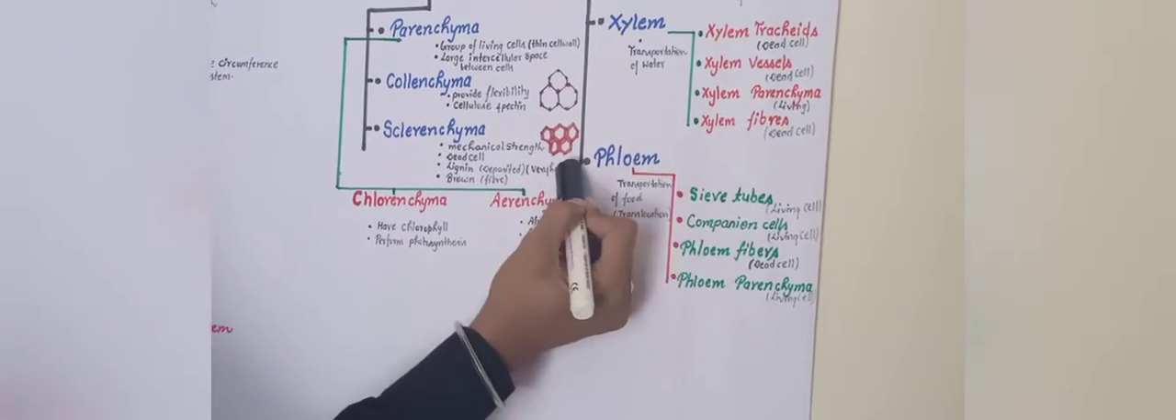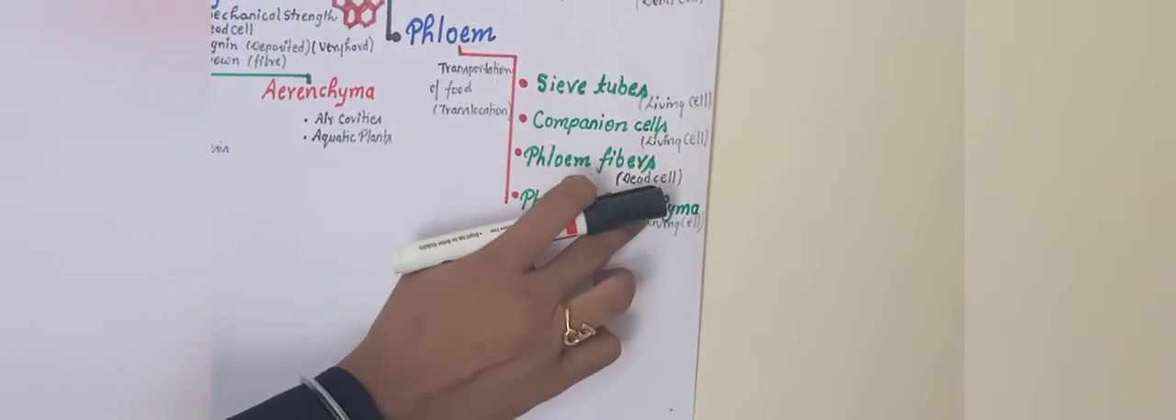Number two, phloem. Phloem is responsible for transportation of food and this process is called translocation. Phloem is also made up of four types of cells: sieve tube cells, companion cells, phloem fibers and phloem parenchyma. It is just the opposite of xylem. Wherever you see fiber, it means it is made up of dead cells. So except phloem fibers, sieve tubes, companion cells and phloem parenchyma are made up of living cells, and phloem fibers are made up of dead cells.